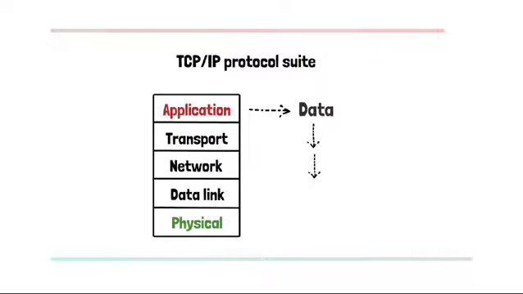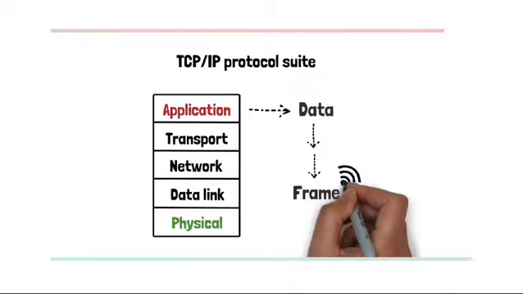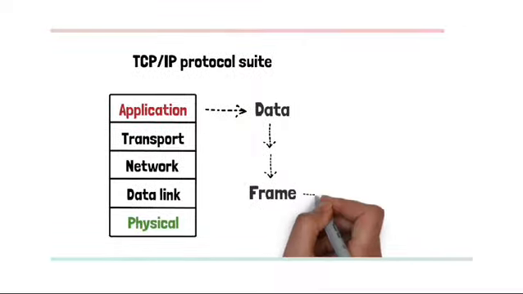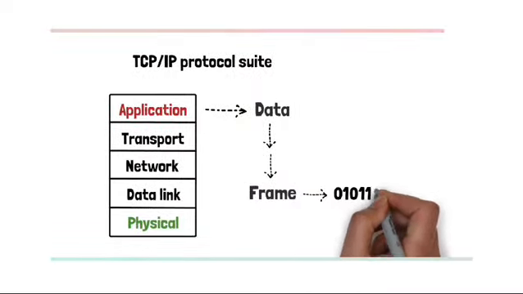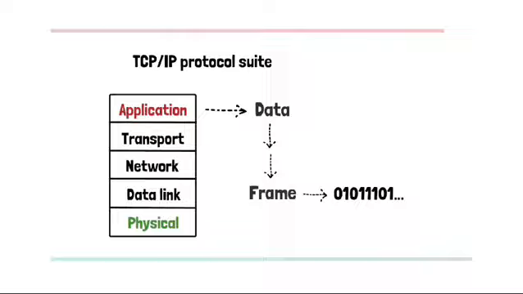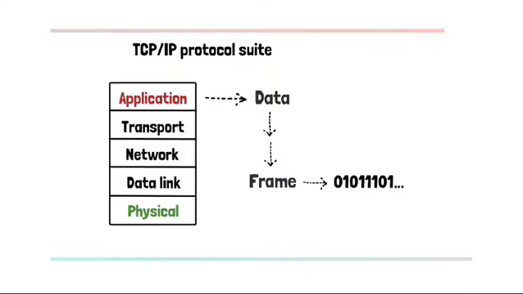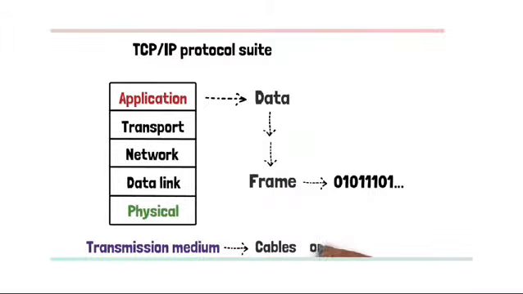The data in the data link layer is called frames. It is the final form of data which is transmitted in the network. However, it is a sequence of zeros and ones, so it needs to be converted to a form that can travel along the transmission medium. The transmission medium can be networking cables in case of wired communication or free space in wireless communication.